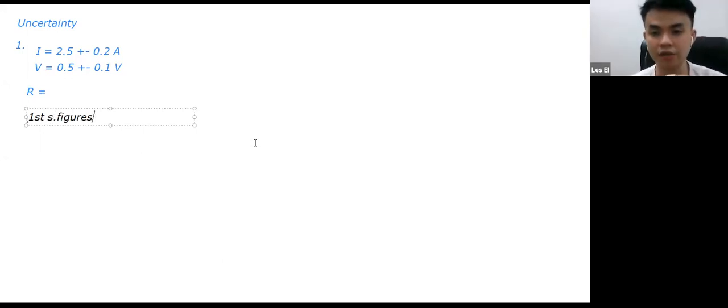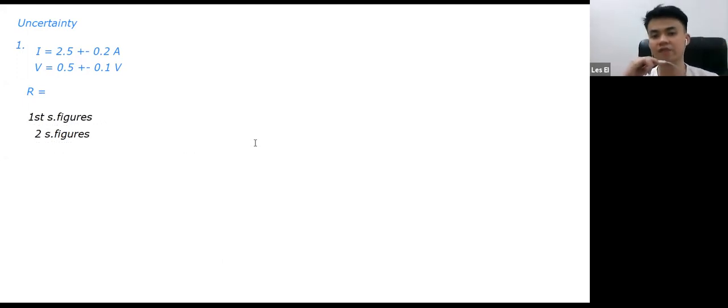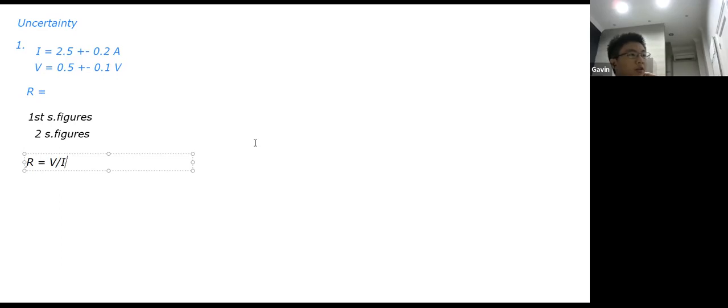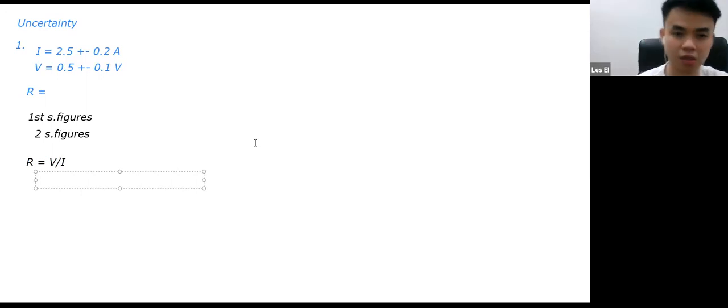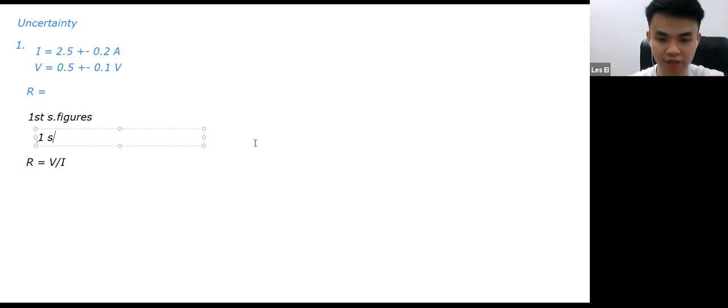So as you can see here, each of the values has two significant figures. So the least significant figures in this question is two significant figures. Okay, then you can calculate the R. So everyone understand that R is equal to V over I. Wait, shouldn't it be one significant figure because it's 0.5, 0.1? Yes, okay, thank you. So the least significant figure is one significant figure because of the voltage.